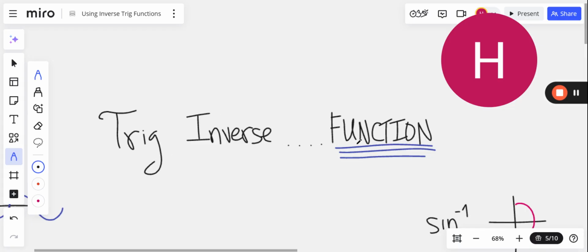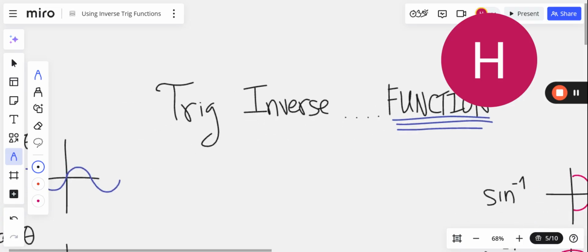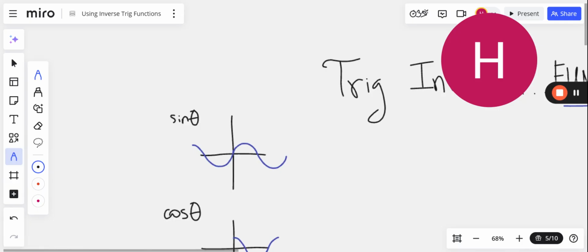Trig inverse functions, I underlined and emphasized functions because they have to be functions, which means they have to pass the vertical line test. Well, what does that mean? If we're not talking visually, it means that we can't have two different y values for a single x value. And so we have to make sure that our inverses are functions. A lot of times when we get a function and we try to find its inverse, we might not know right away if its inverse is an entire function. So here's what we take a look at.